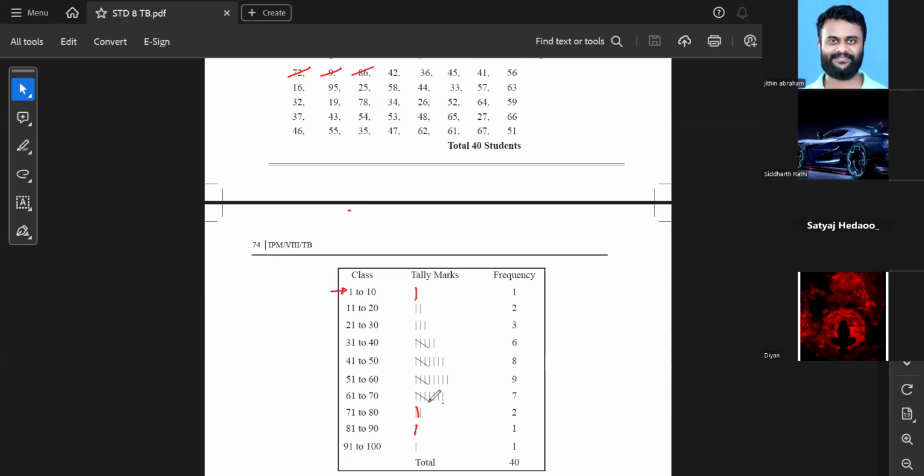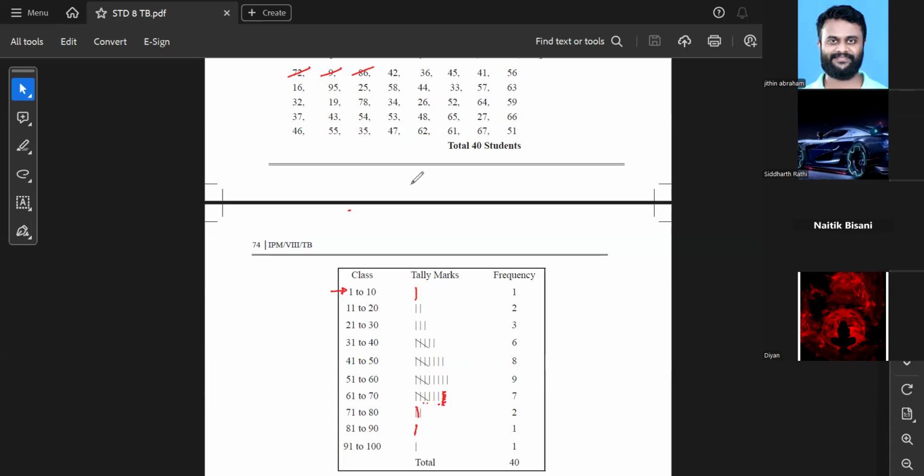Wait, 1, 2, 3, 4, 1, 2, 3. Oh, this looks like 8. Let's see how many there are in 61 to 70. In the physical book, it is given as... is it 8? Sir, it is 7 only. But one tally mark is extra, right? Yes. Okay, so this is a printing error. This is an extra tally mark which has been made by mistake.